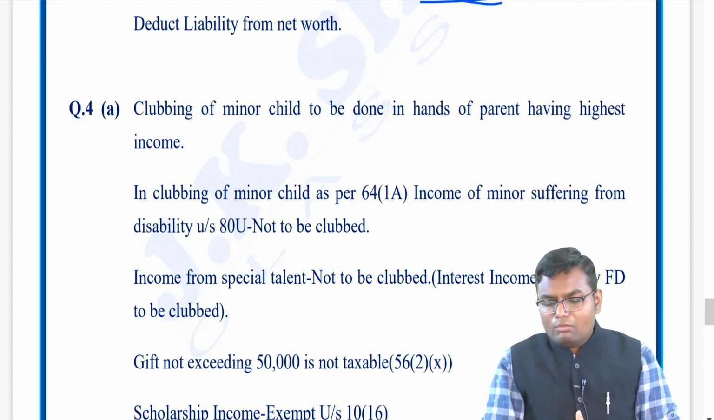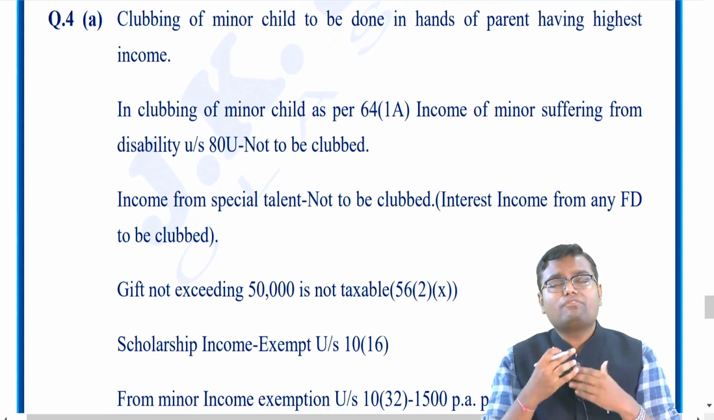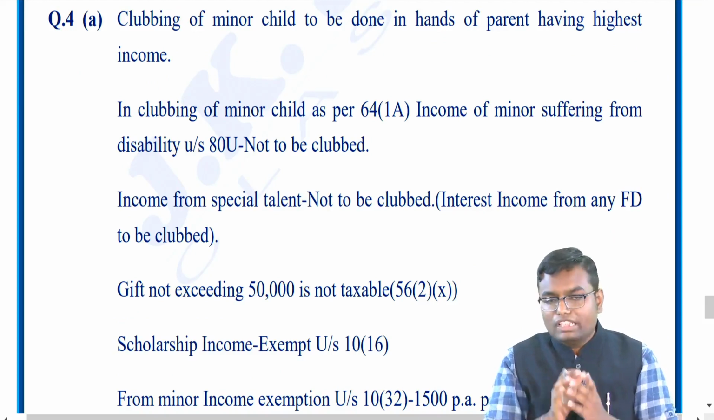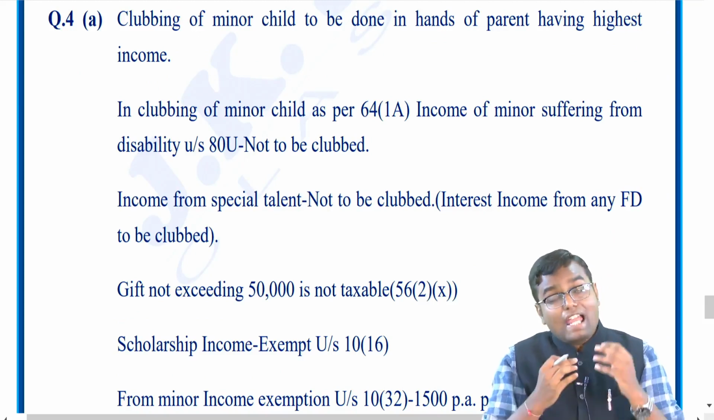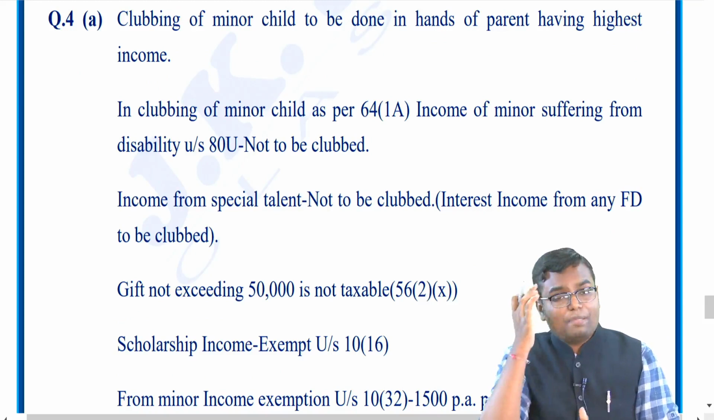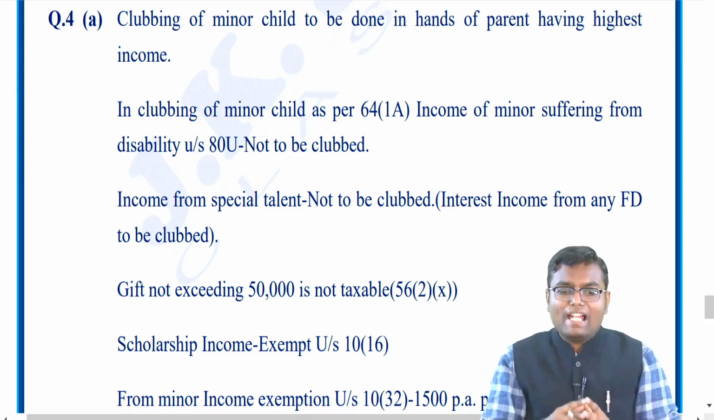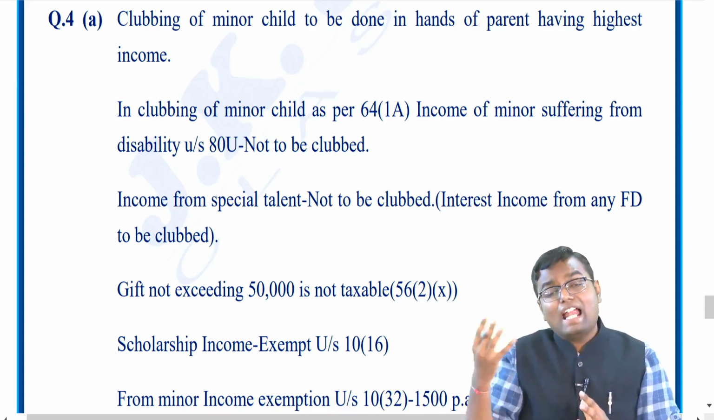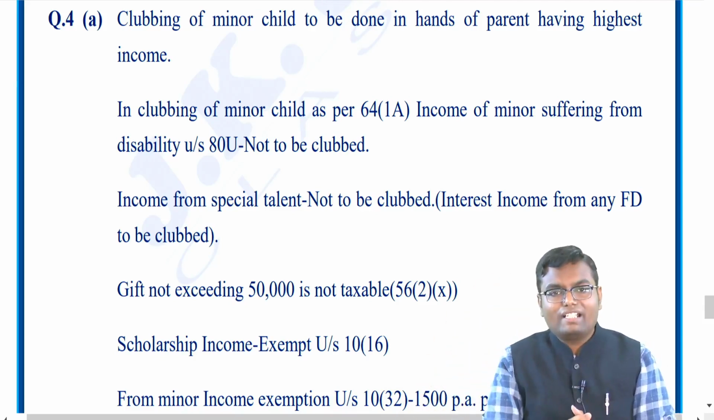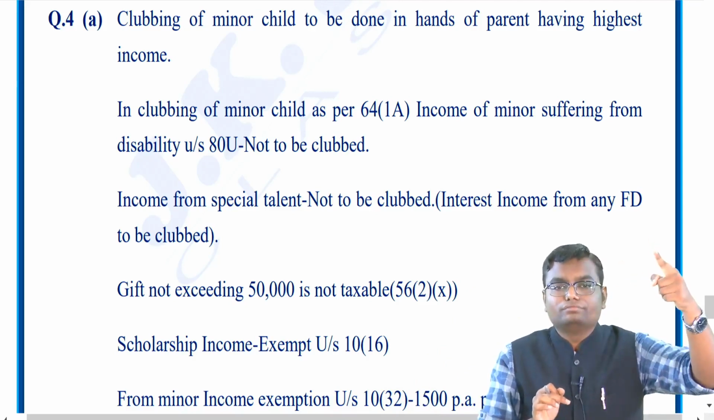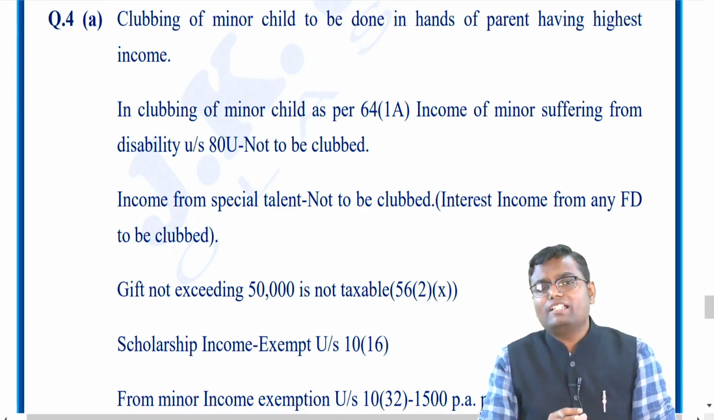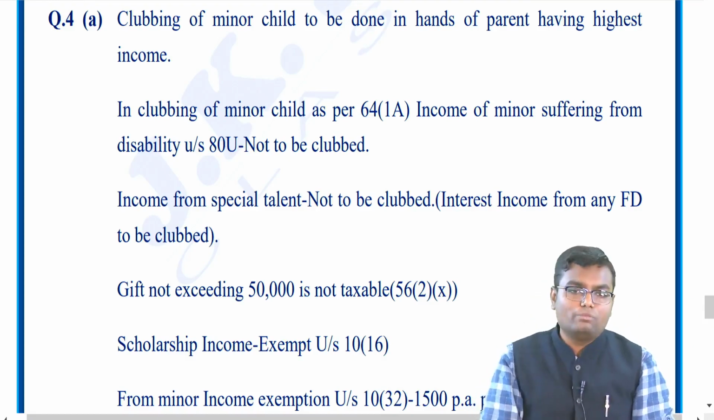While clubbing the income of a minor, remember, for a person who is suffering from a disability under section 80U, his income will not be clubbed. Any other income derived from special talent is also not to be clubbed. However, if from that amount any fixed deposit is made and interest on the fixed deposit is generated, that interest is always taxable. It is always to be clubbed. Only the basic income related to special talent is not to be clubbed.